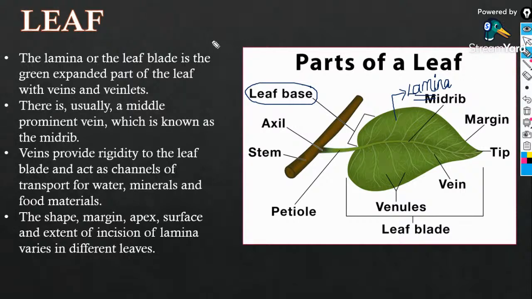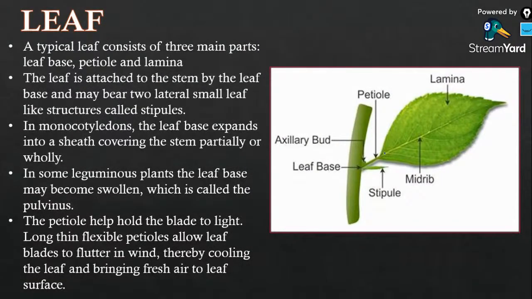Look, in some monocotyledonous plants, if this is a stem, just imagine this is a stem. In certain leguminous plants, the base of the leaf would be expanded. The base of the leaf would be swollen, and that structure you will call the pulvinus. Done? I failed to include the pulvinus image over here, but tomorrow, after the session, I will share the image of the pulvinus in the group.